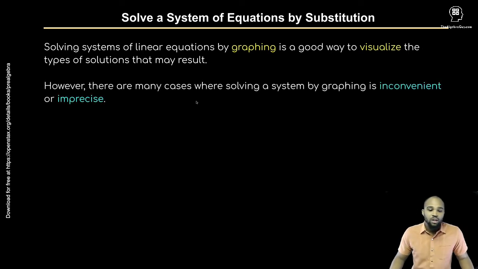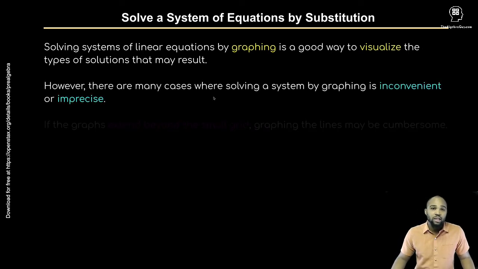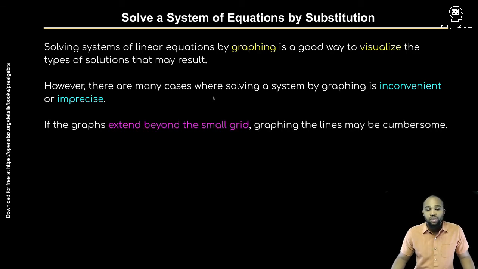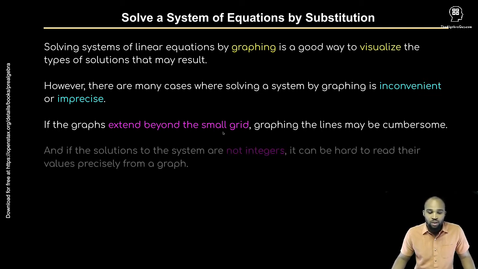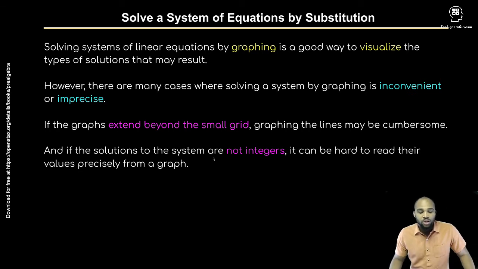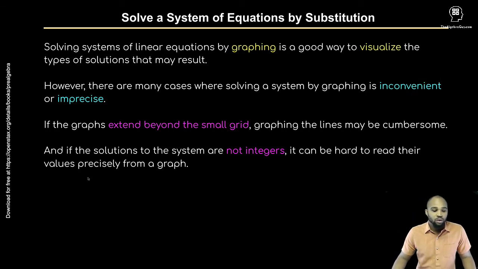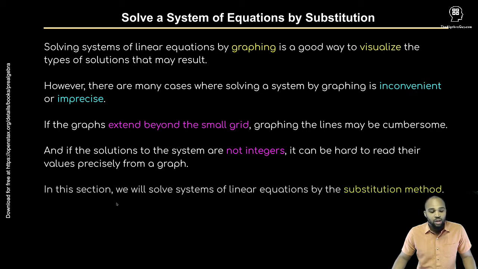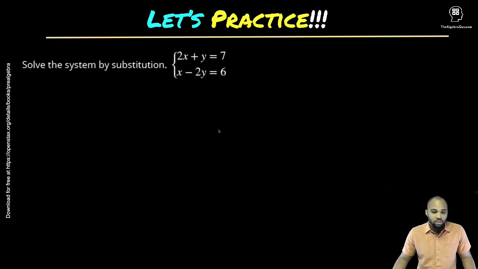However, there are many cases when solving a system by graphing is just inconvenient and simply not precise. If the graph is going beyond that small grid, what are you going to do? You're going to try to extend the graph and connect those dots. Now you're getting into something questionable because you don't know how accurate it is. And if the solutions to the systems are not integers, it can be hard to read their values precisely from the graph. In this section, we're going to talk about using the substitution method so that you have a workaround for those cases. All right, let's start with this problem.